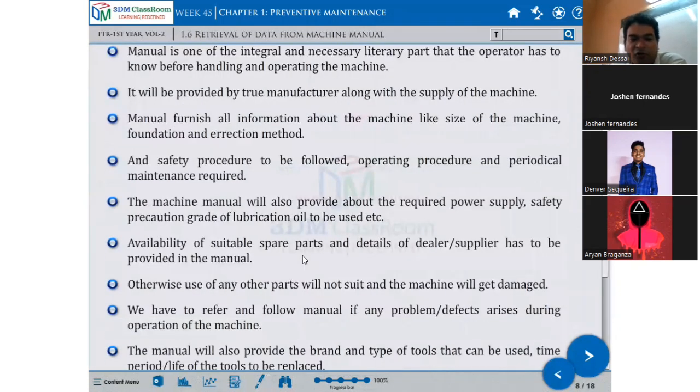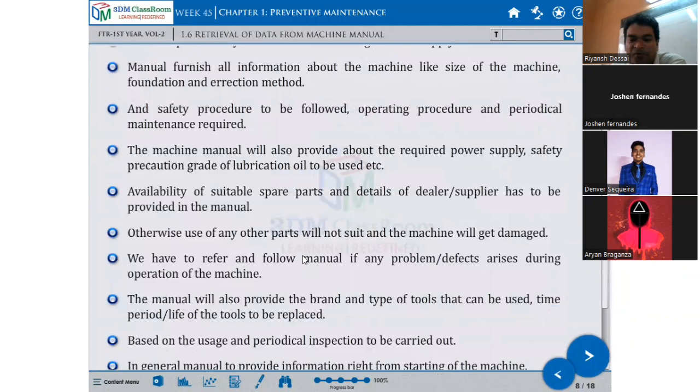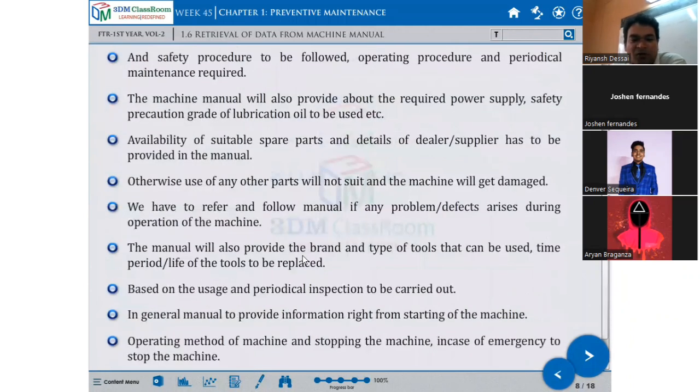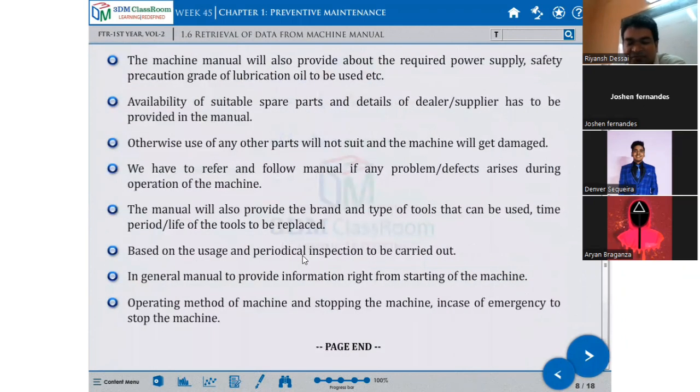We have to follow the manual if any problem or defect arises during the operation of the machine. The manual will also provide the brand and type of tools that can be used, the life of the tools, when to replace them based on use, and the periodical inspection to be carried out. In general, the manual provides information right from starting the machine, the operating method, and stopping the machine, including in case of emergencies. Everything is mentioned. Yes, refer to it and study.